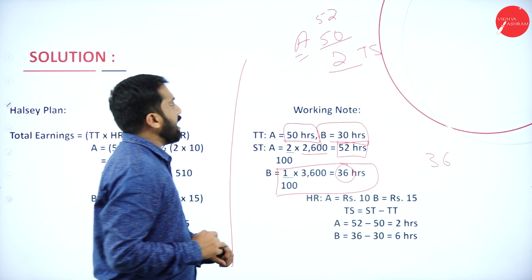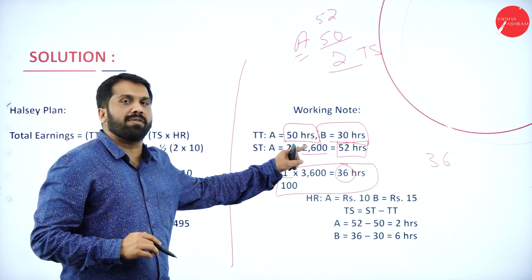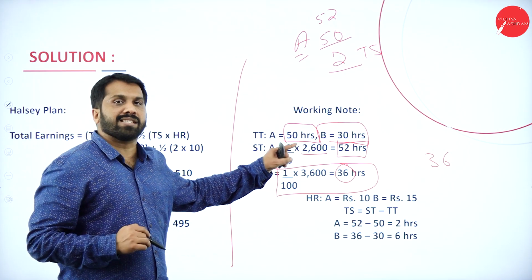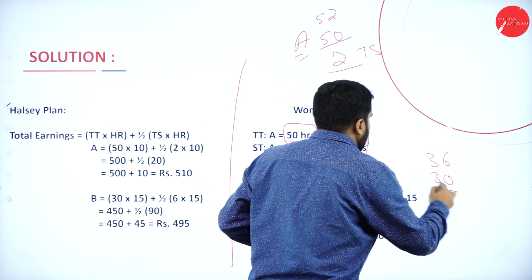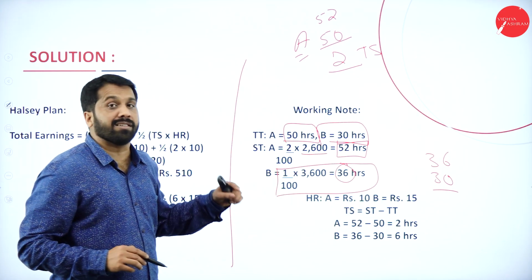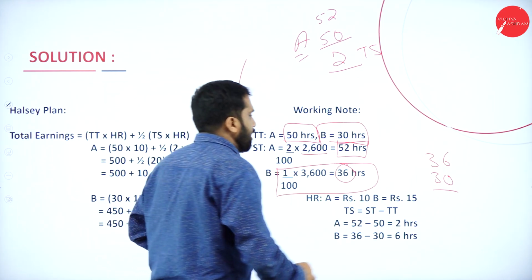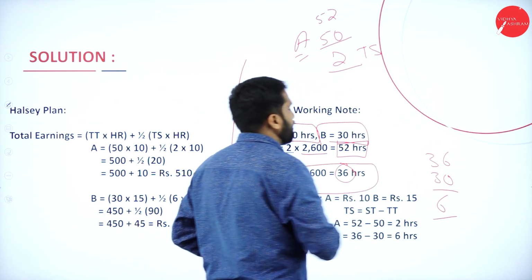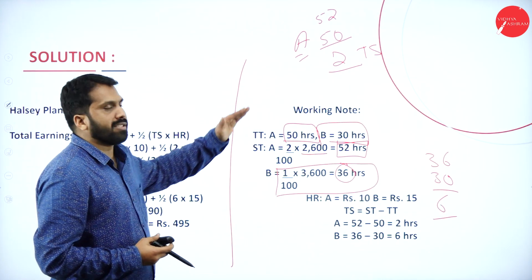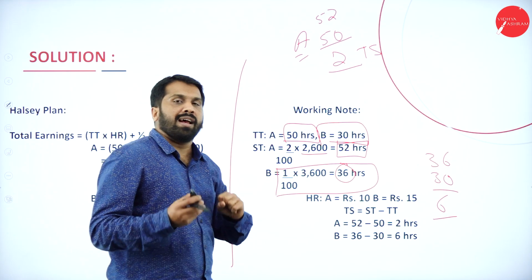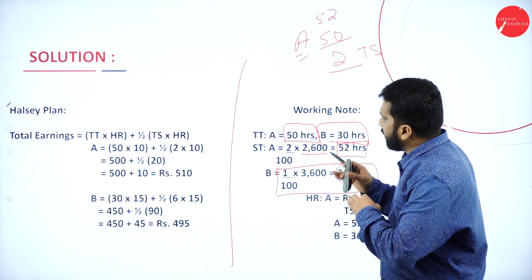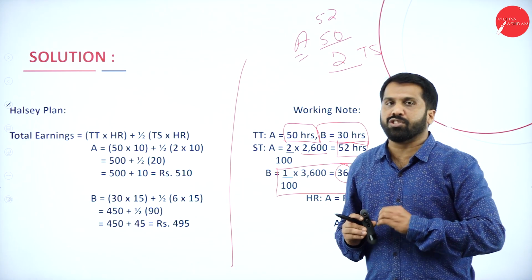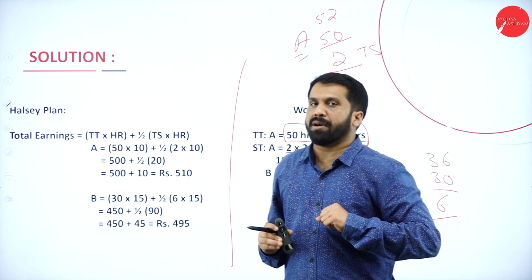What is the actual time? The actual time is given in the question itself, it is 30 hours. The actual time is 30, but the standard time is 36. He has saved almost 6 hours. The first person has saved 2 hours, and the second person has saved 6 hours. So these are the extra calculations you are supposed to remember.